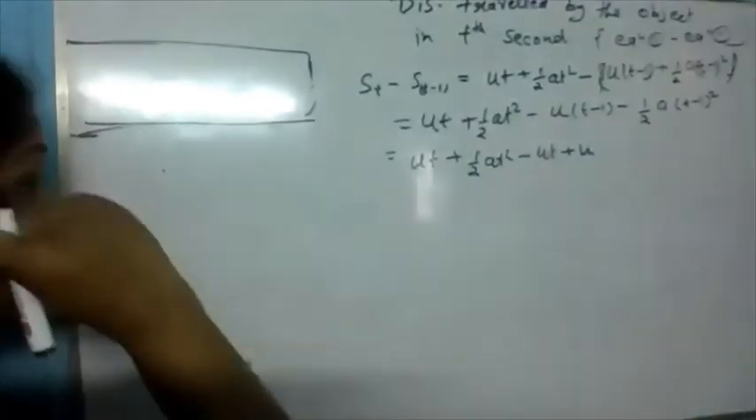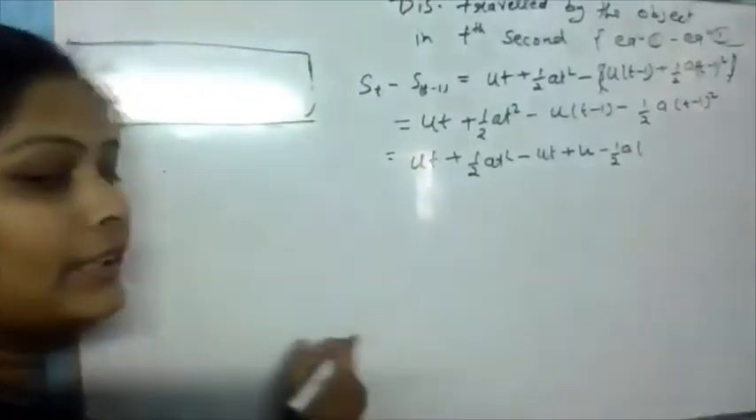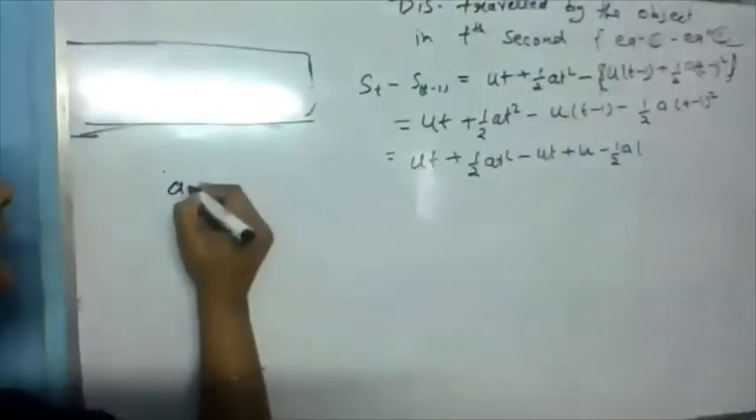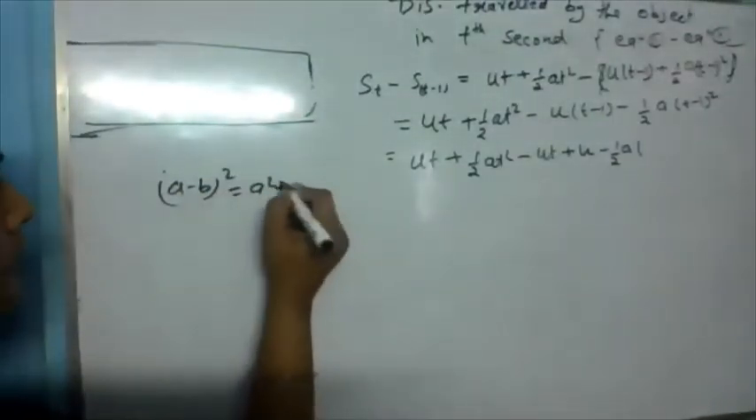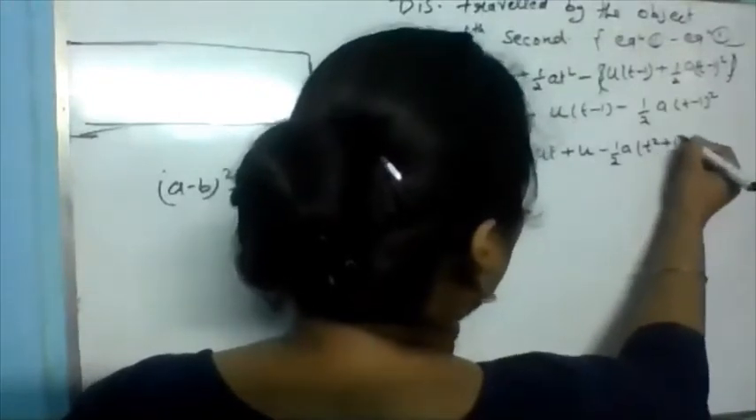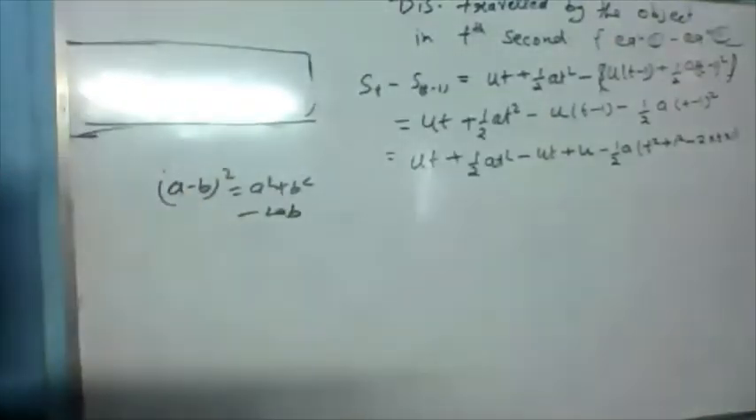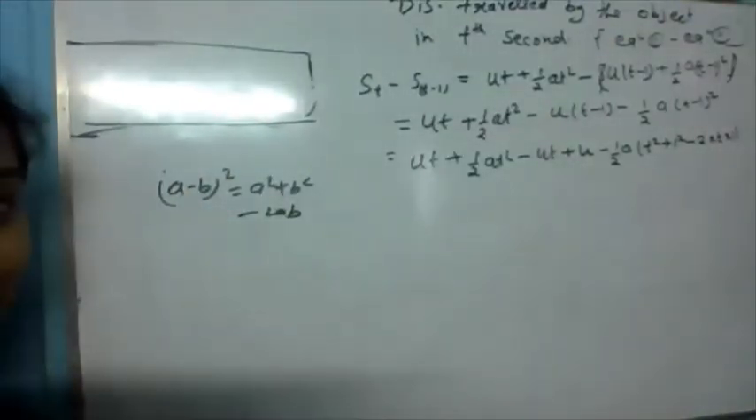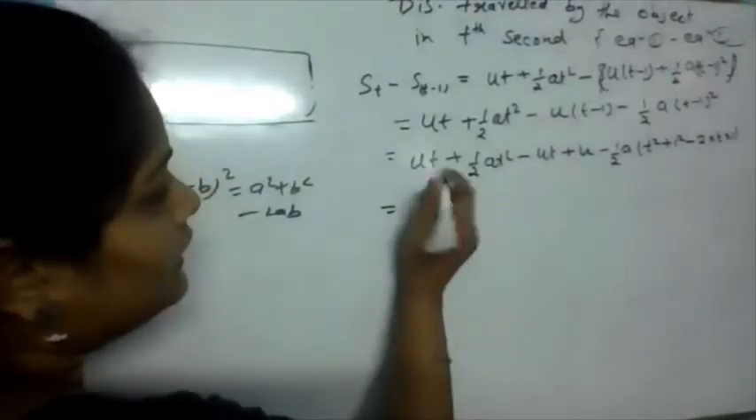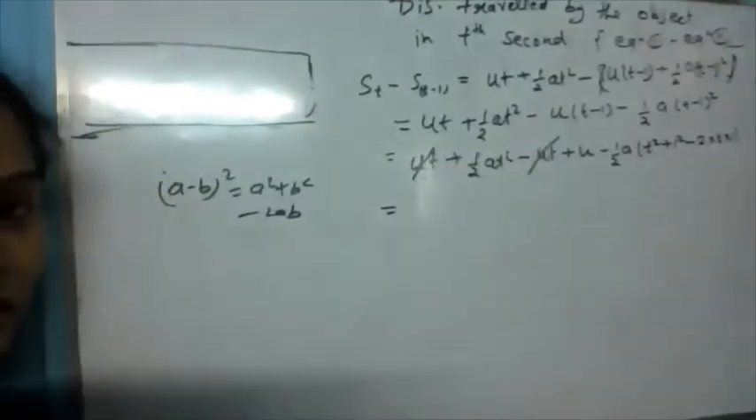Now 1 by 2 a, and here we have to apply the formula of a minus b whole square. So the formula is a minus b whole square is a square plus b square minus 2ab. Apply this formula: t square plus 1 square minus 2 into t into 1. Now this is your ut with a positive sign and this is ut with a negative sign, so we can cancel this out.